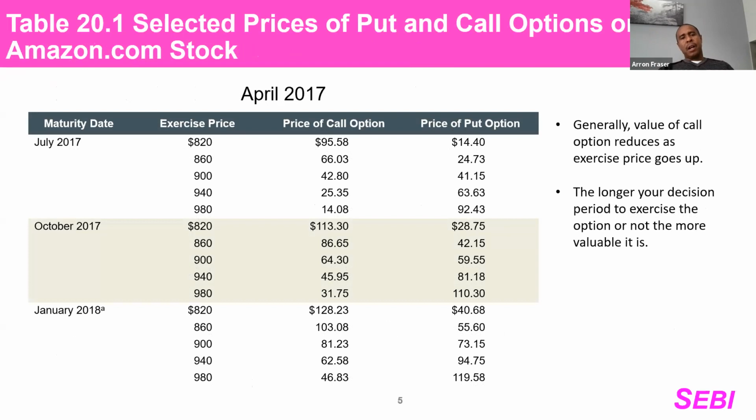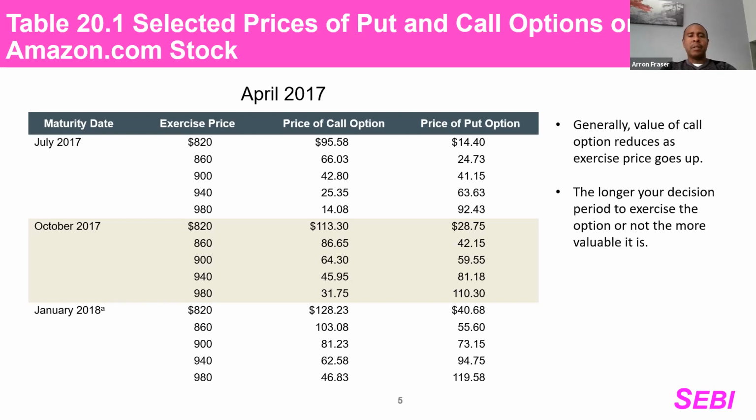This is a table of how options are quoted. In this table, we are looking at puts and calls for Amazon. The way we read this is you have the maturity date in the left column, then the exercise price in the next column, the price of a call option in the third column, and finally the price of a put option.